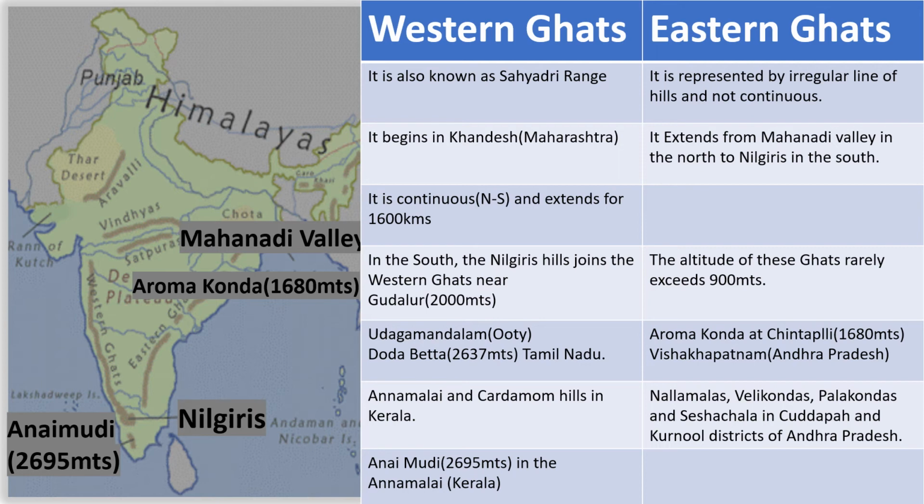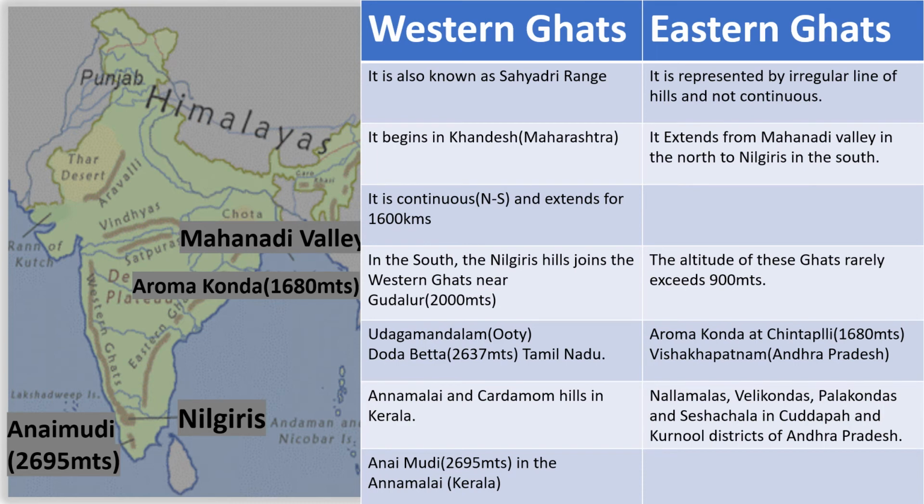Near Gudalur, the Nilgiris join the Western Ghats and rise to a height of about 2000 meters. The famous hill stations of this region are Udagamandalam, which is also known as Ooty, and Dodabetta with a height of 2637 meters. These two are in Tamil Nadu. The other hills in this region are Annamalai and Cardamom in Kerala, and the highest peak in South India is Anaimudi with 2695 meters in the Annamalai of Kerala state.